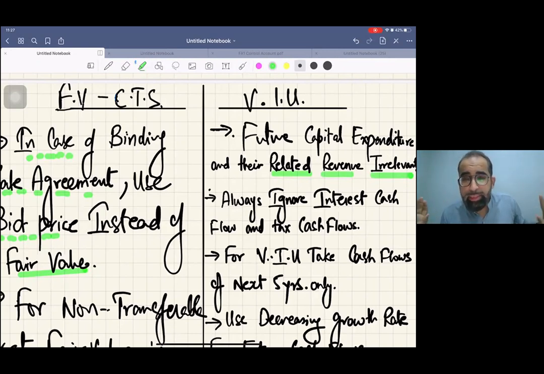Now the standard says that future expenditure is not committed right now. There is no guarantee that you will be doing that or not. So definitely you need to ignore that future capital expenditure. Don't include it in the calculation of VIU, and also their related revenue. When you think that after 2 years you will construct a third floor, you will also think that this third floor will go on rent and generate this much revenue. That's also not allowed. So don't forget, neither the future capital expenditure nor their related revenue. Nothing. Okay.